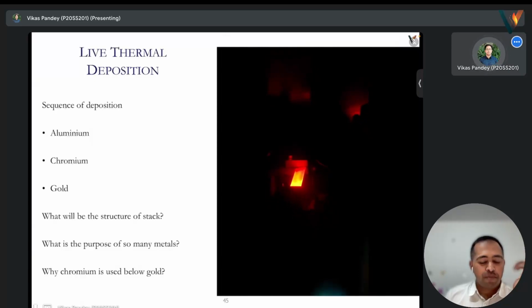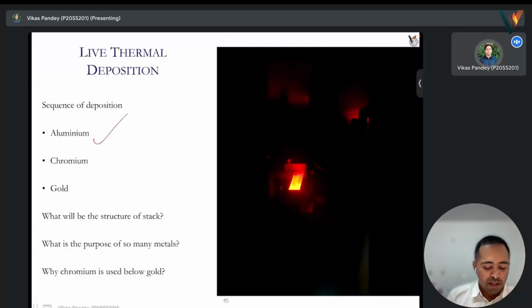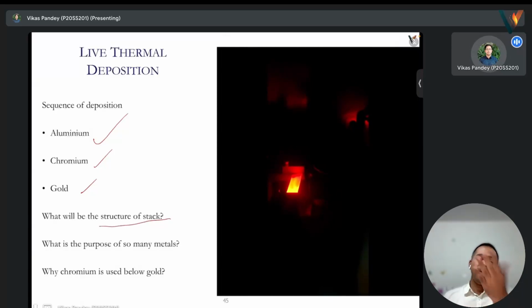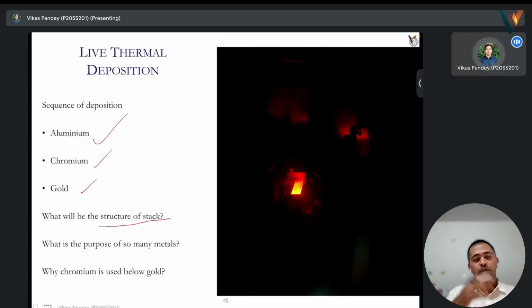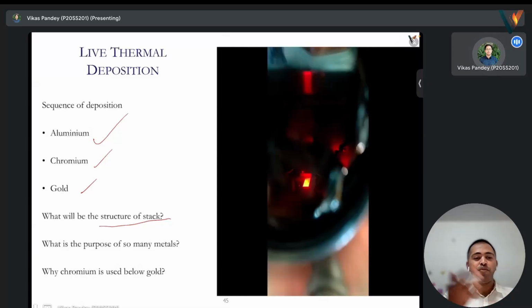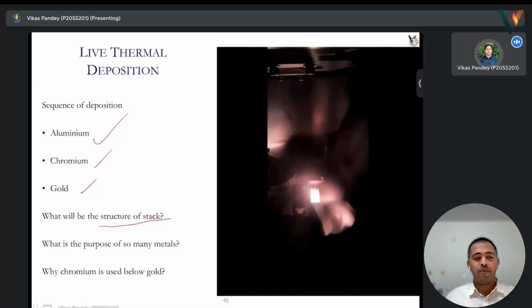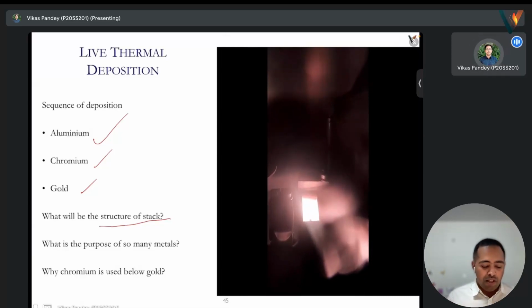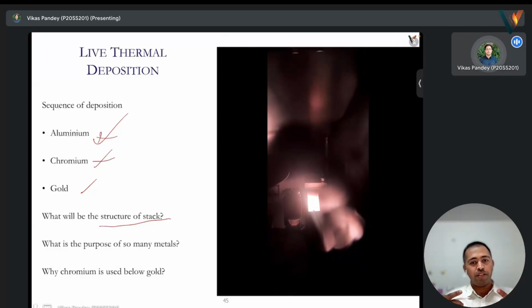Then when I am saying that I am putting aluminum, chromium, and gold as different stacks, something might come to your mind. What will be the structure of the stack? When I bring it down, what will be on top? Below it, what will be? Then what is the purpose of using so many materials? And why exactly is this the sequence? Can I not change the sequence?